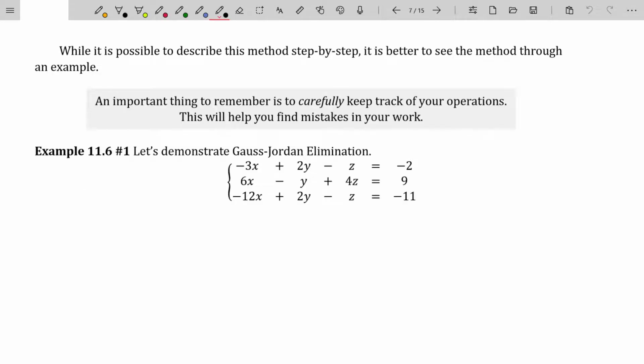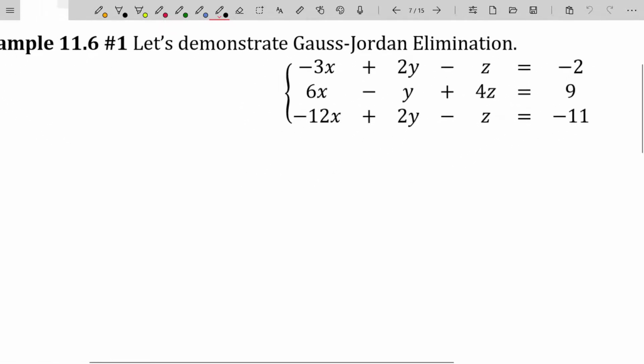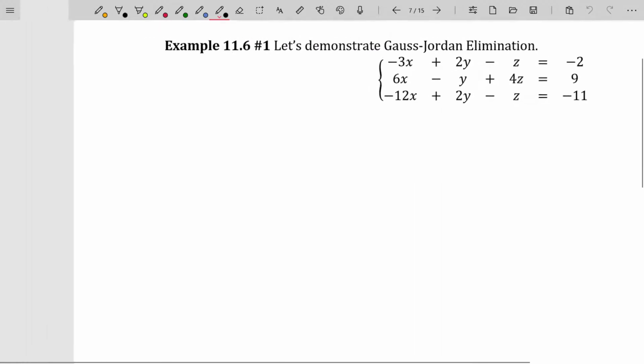And while it is possible to describe this method step by step, Gaussian elimination and Gauss-Jordan elimination, it's actually better to see the method through an example because it's so robust. I tried to write out a step-by-step method, but it ended up being very convoluted, so it's just easier for me to start this way. An important thing to remember, though, is to carefully keep track of your operations, and this will help you find mistakes in your work. And I'll showcase how I carefully keep track of my operations using notations.